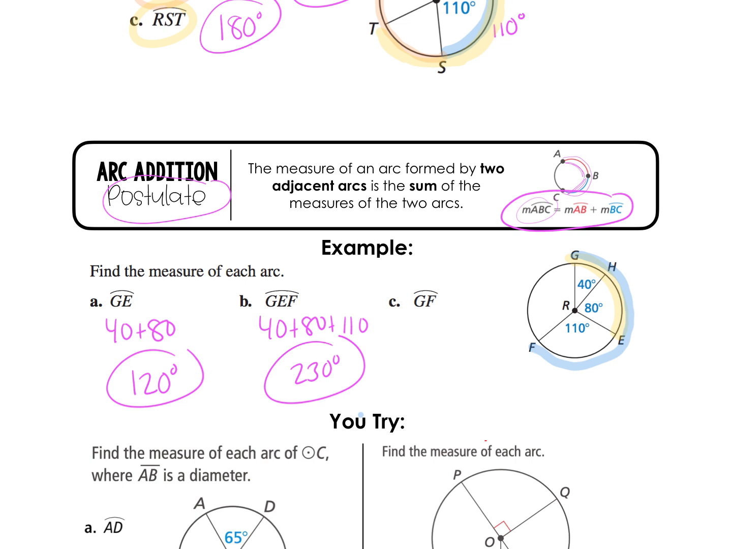The next one is GF. So GF, arc GF, I will highlight that in orange. Arc GF would just be 360 minus the blue one. And I just found the blue one is 230 in part B. So it'd be 360 minus 230, which is 130 degrees.